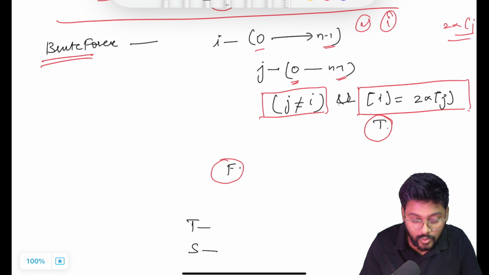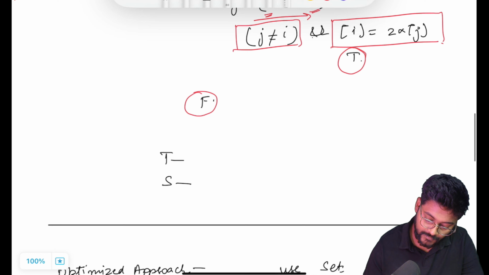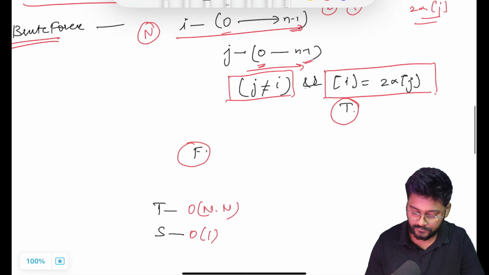And what will be the time complexity and space complexity of this approach? Time: for every element in the array, this loop is going n times, this loop is also going n times. So it is going to be order of n into n. And what is the space complexity?